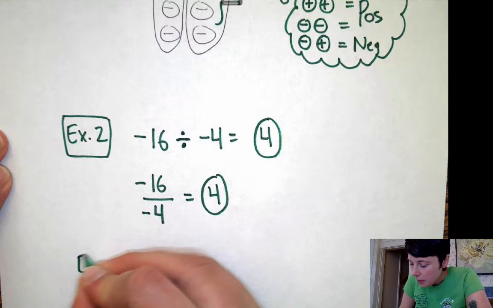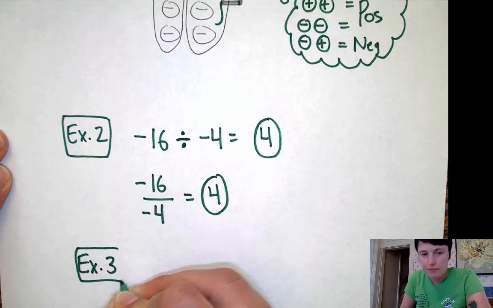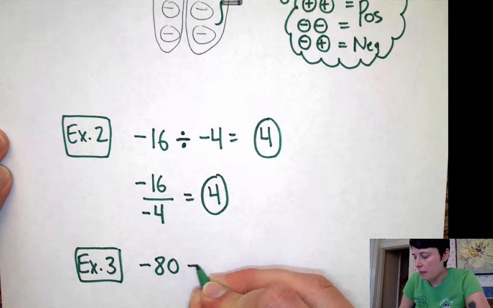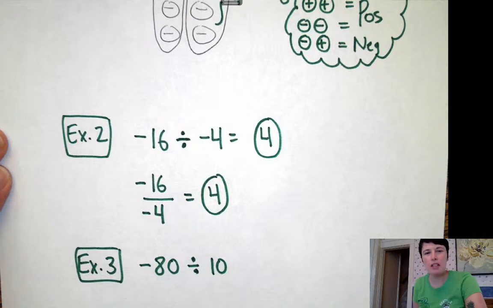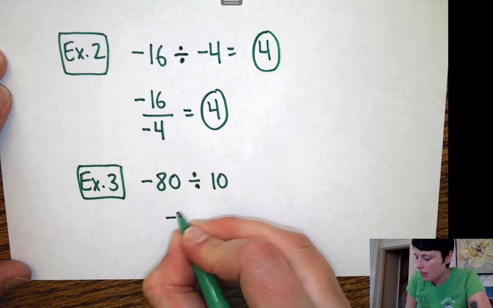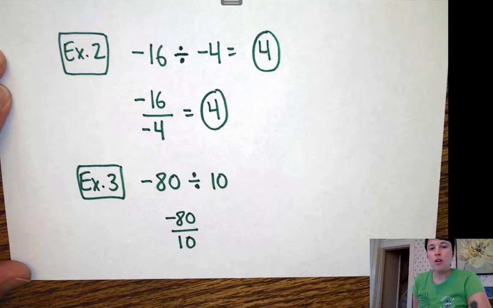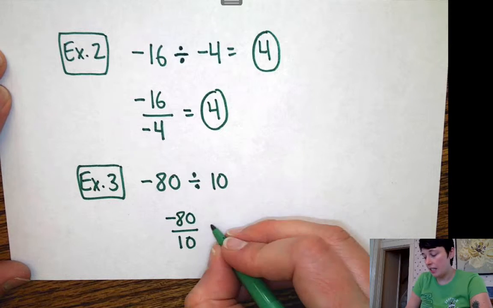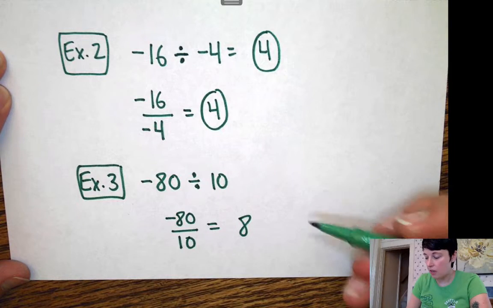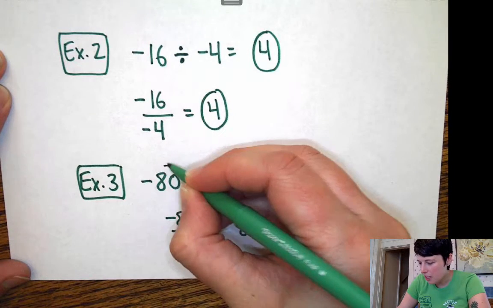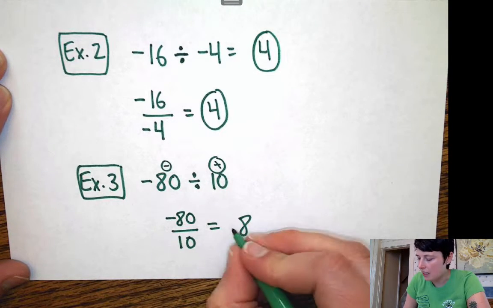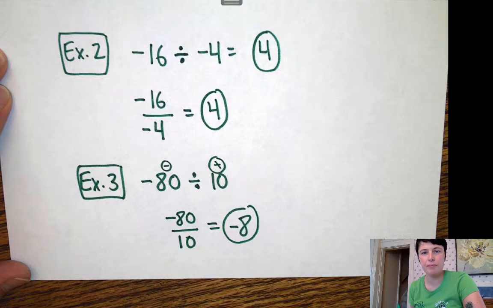So let's do an example 3. Let's say we had -80 divided by 10. Again, I'm probably not going to write problems with the division sign very often, so let's write it with a fraction. -80 over 10. Well, 8 times 10 is 80, so I know the answer is 8, because I'm dividing 10 into it 8 times. I also know that they're not a match. This number's negative, 10 is positive. Those do not match up. That's bad. That's a negative answer. -8. I've got my answer.